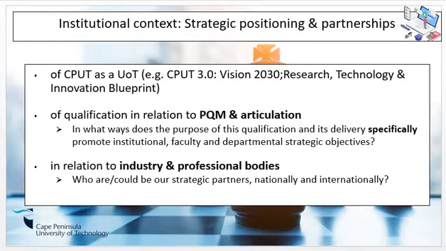How does the qualification specifically, and not in general terms, promote institutional, faculty and departmental strategic objectives? And again, this is another area where people commonly make a mistake, and they quote from the CPUT vision or mission, and they say our qualification meets these requirements, without saying how it meets the requirements. So the necessity to be absolutely specific about how it meets those requirements or those contexts.